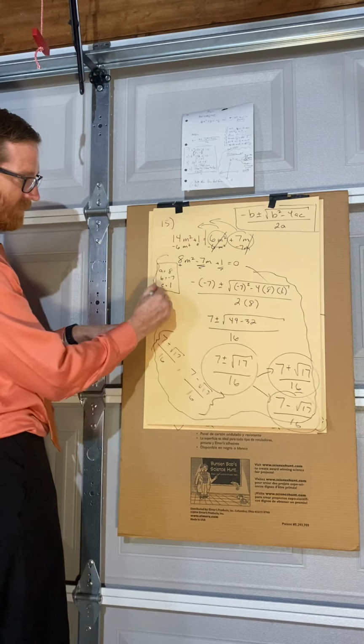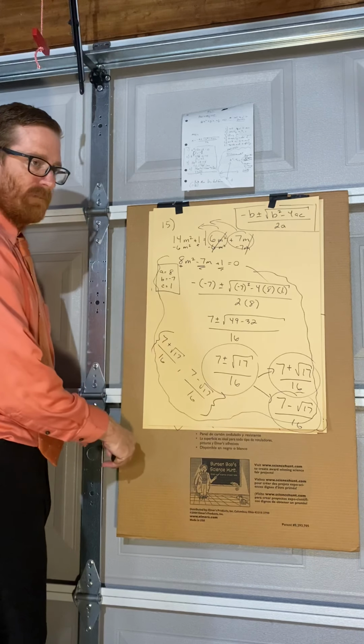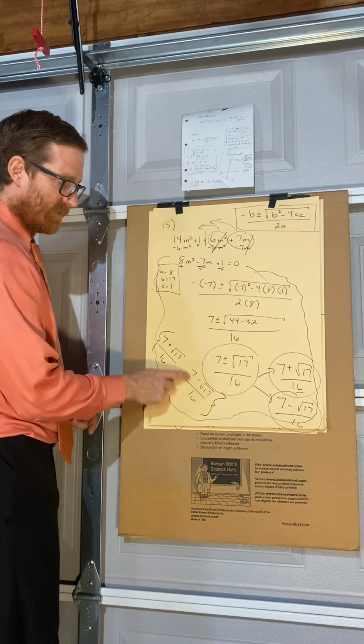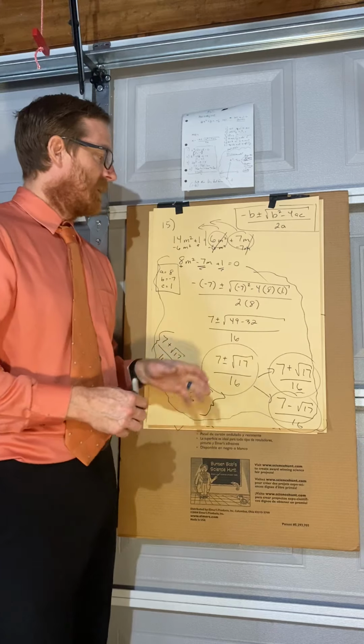Show me the final answers. We use these little brackets here to show a set of answers, two separate answers, one plus and one minus. The final part. So that's the basic idea of it.